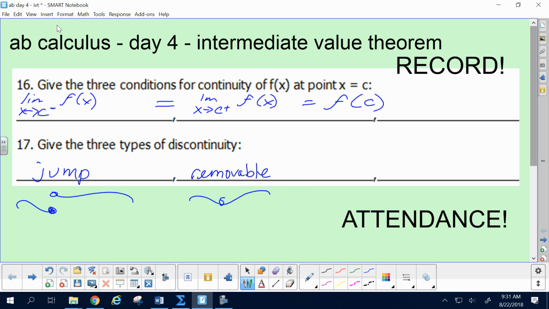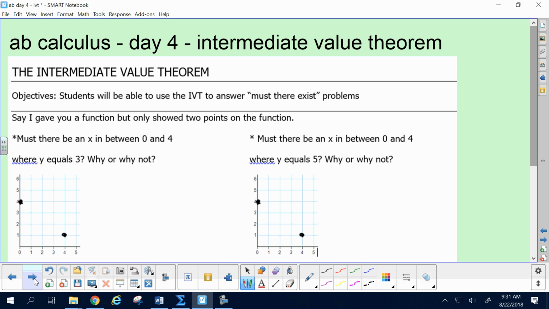Where's the removable discontinuity? They wouldn't call it a hole. They'd call it a removable discontinuity. That's why I don't just call it a hole. That's vocabulary you need to know. And what's the last one? Infinite. What usually is going on at an infinite discontinuity? There's some kind of asymptotic behavior, where y goes infinitely long. All right, are we good there? Okay, those will gradually get in your brain, whether you want to or not.